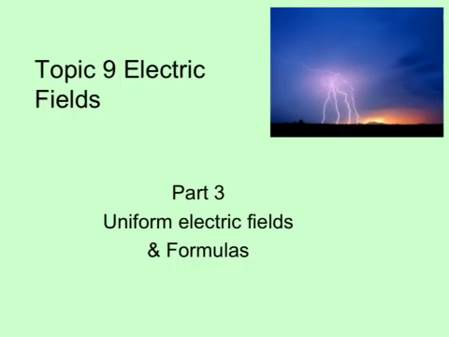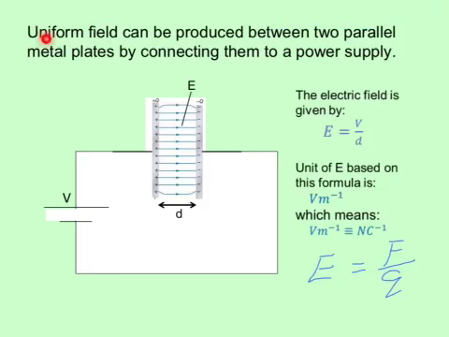Topic 9, Electric Fields. Now we come to part 3, the last part: uniform electric fields and formulas. A uniform field can be produced between two parallel metal plates, like these two, by connecting them to a power supply, like this.